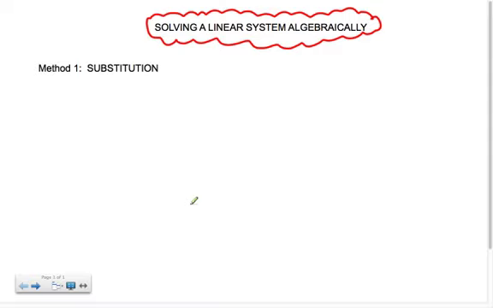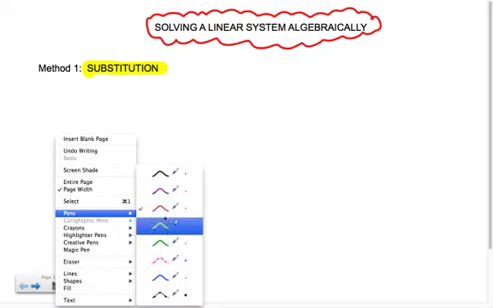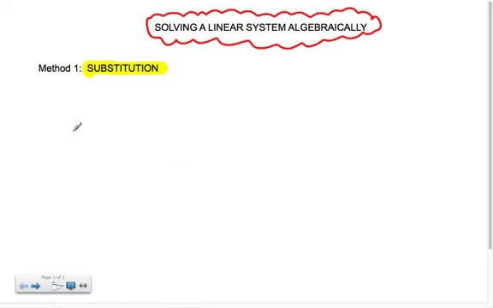And second of all, if we just happen to be needing to solve a linear system and we don't happen to have graph paper with us or a graphing calculator, then algebraically is the way to go. So there's two different methods we're going to talk about. The first one is called substitution. And that's what this video is going to be about, is substitution. So let's start off with an example.